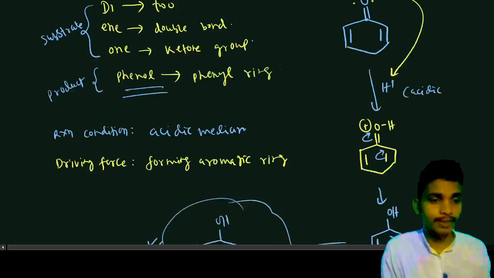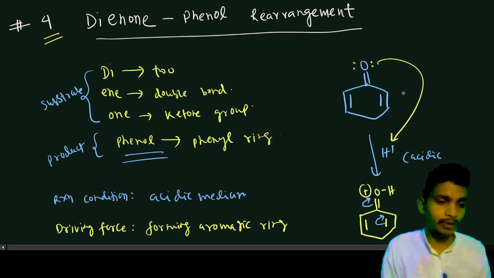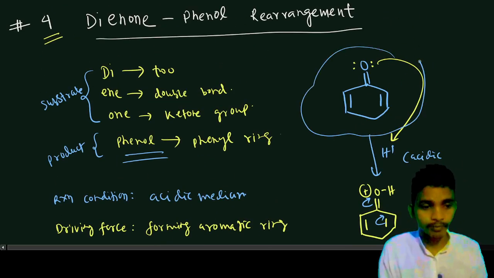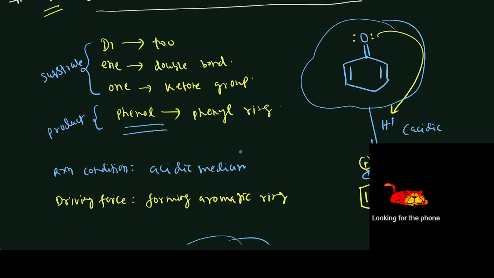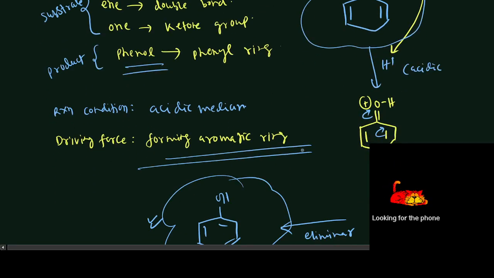So in this reaction, the important thing is that we have to remember the substrate. Whenever there are two double bonds with a ketone group in between and the medium is acidic, it always forms the phenol ring. That is very important for this name reaction, and the driving force is that we get the aromatic ring.